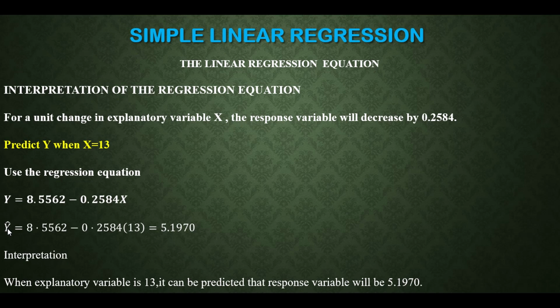So our y estimate, that is our predicted value y cap, is equal to 5.1970. Then the interpretation: when the explanatory variable is 13, it can be predicted that the response variable will be 5.1970.